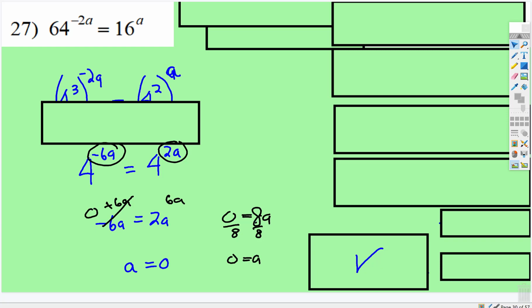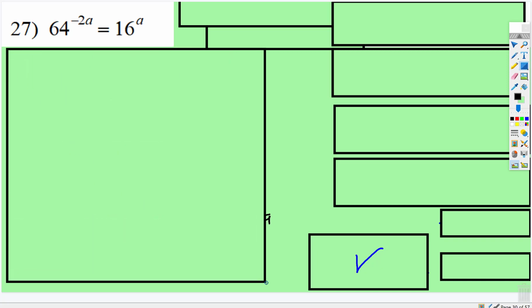All right, and then you can plug 0 back into the original equation for the check. So negative 2 times 0, so 64 to the 0 is equal to 16 to the 0. Well, any non-zero number to the 0 is 1. Those two equal each other, and you're done. So 0 works. Okay, let's look at the next equation.